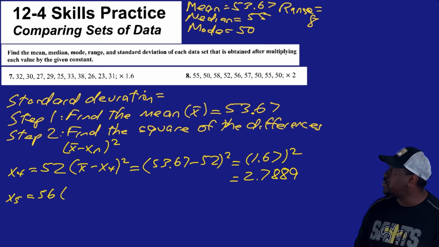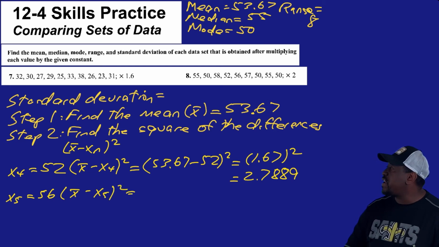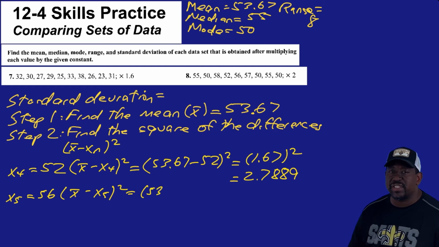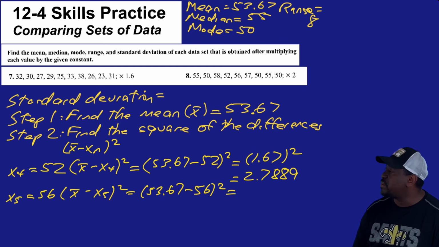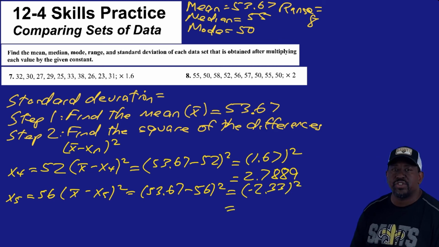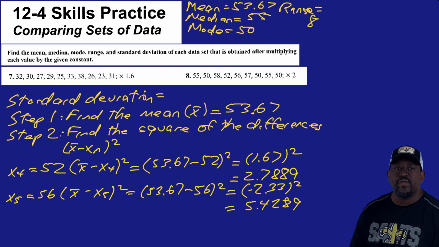That will be equal to 56. That's the 5th data point. We follow the same process. Very tedious. You've got to really take your time and get into it there. You can't make any silly errors. You've got to be very detailed with your work. And in this next group of differences, we get negative 2.33. We square that, and we will get a square of 5.4289.